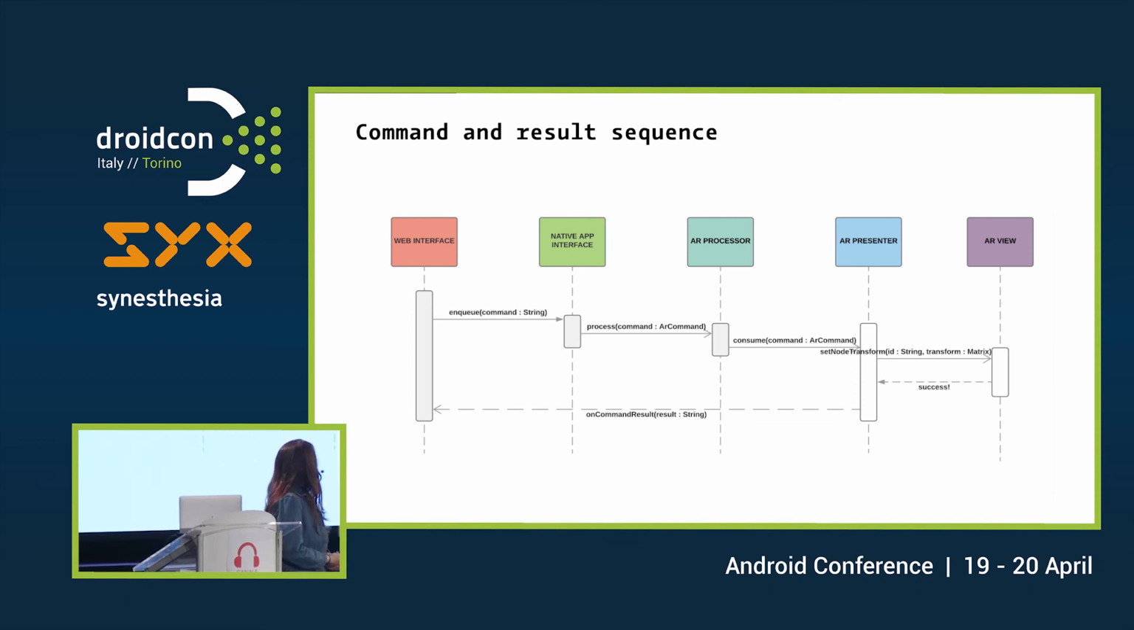The web interface OnCues a command onto the native app interface. It then goes through a processor that parses the command from a JSON string into a Java or Kotlin type that we can work with. That gets consumed down by a presenter, which passes it to the view, acting on it, rendering it with whichever rendering technique we might choose, whether this is on the iOS side or the Android side. It then invokes a success callback, which will pass any information that we need back to the web page via onCommand result.